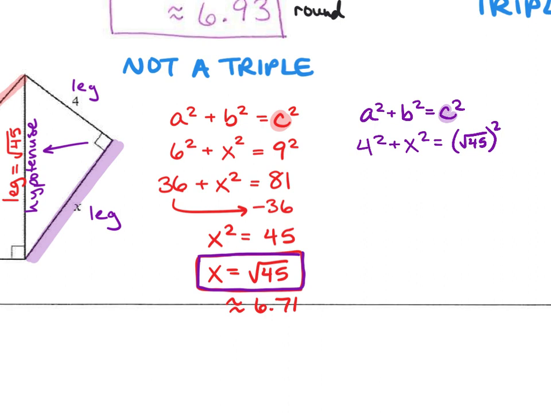All right, calculator moment, because we didn't round. We want to leave it as the square root of 45. We do 4 squared. What is that? 16 plus x squared. Don't touch it because it's an x. And then I want you to put that whole thing in the calculator. Parentheses, square root 45, close parentheses, squared.